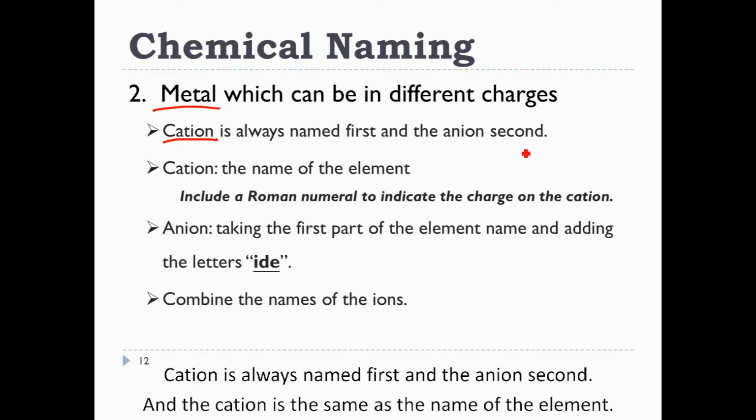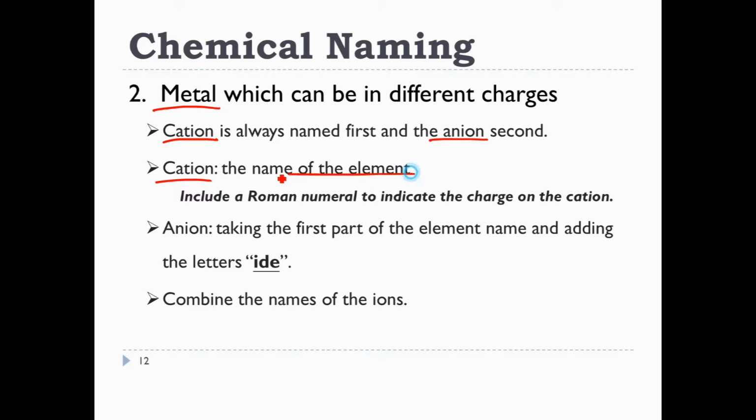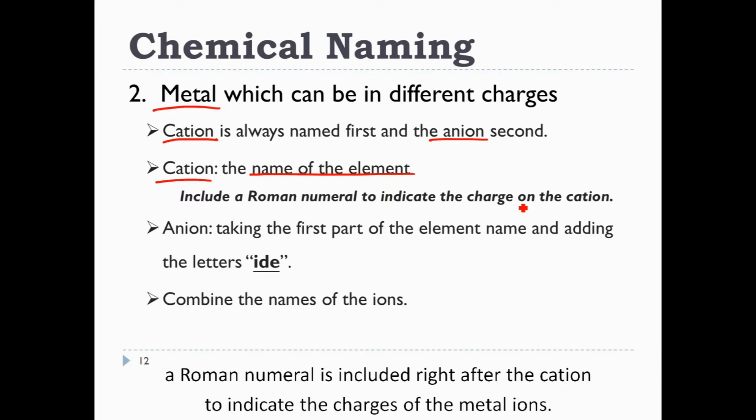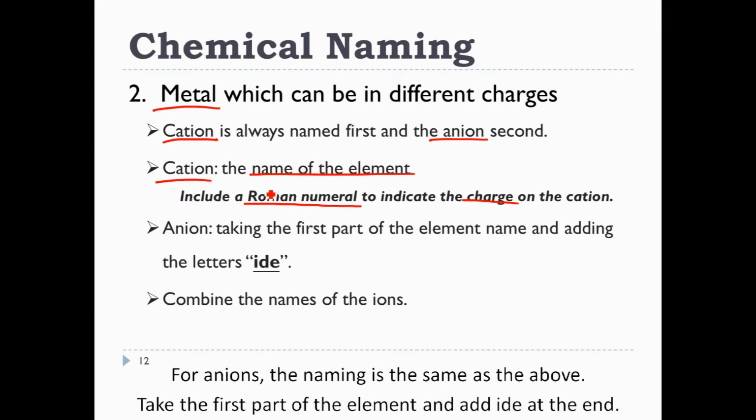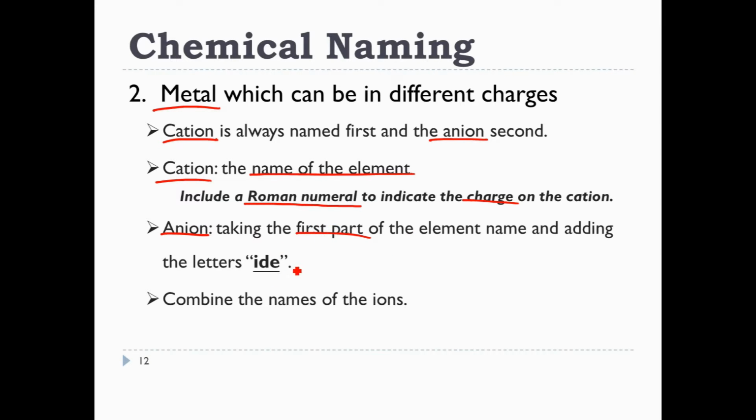Cation is always named first, and the anion second. The cation is the same as the name of the element. But we now have an extra rule. A Roman numeral is included right after the cation, to indicate the charges of the metal ions. For anions, the naming is the same as the above. Take the first part of the element and add IDE at the end.